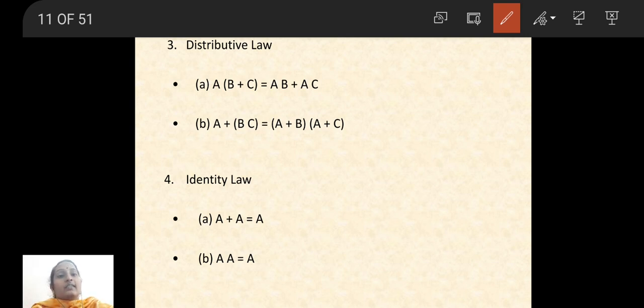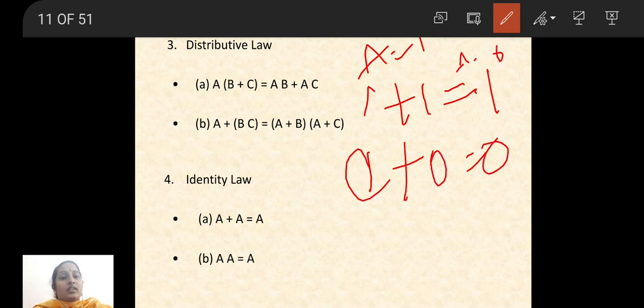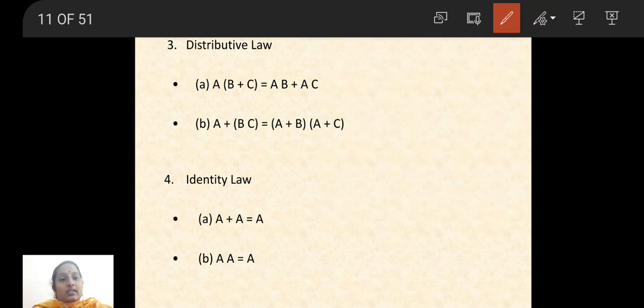A plus A is equal to A. Is it correct or not? For example, if I choose A is equal to 1, 1 plus 1 is equal to 1 only. Okay, A plus A. For example, if I consider A is equal to 0, 0 plus 0 is equal to 0. Is it clear? Okay, next, A into A is equal to also A.